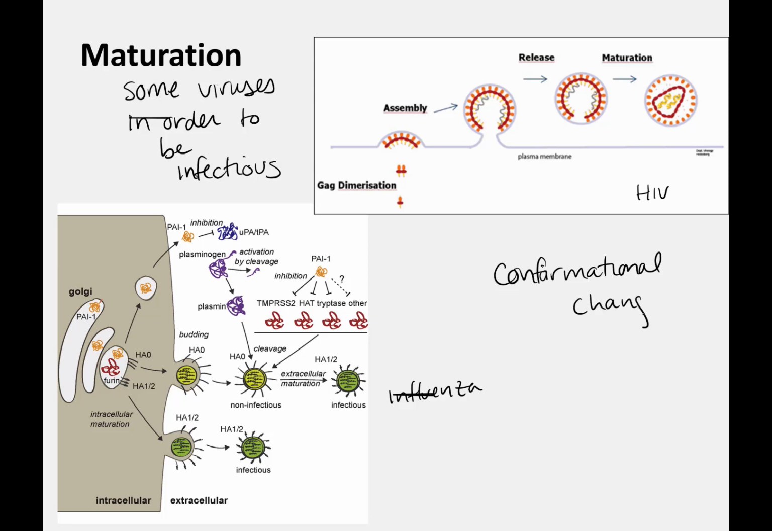So maturation of HIV is the formation of the capsid. Maturation for influenza is actually a cleavage of the HA protein. And without maturation, these viral particles are not infectious.